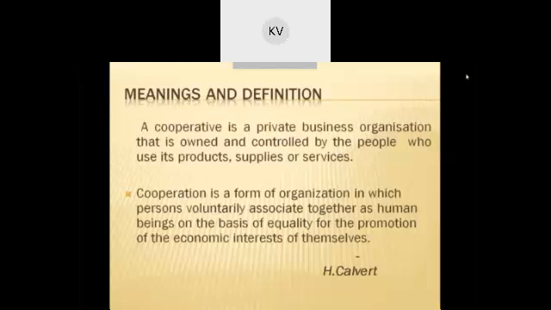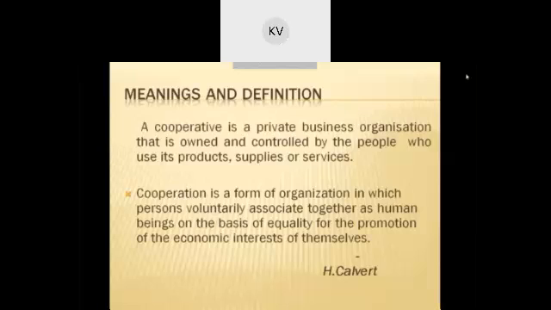In 1844, in England, 28 weavers started the first cooperative society. Cooperation is a form of organization in which persons voluntarily associate together as human beings on the basis of equality for the promotion of the economic interest of themselves. H. Calvert. What we say, it is a voluntary association. So all the human beings come together voluntarily and start some business. It is their personal interest.